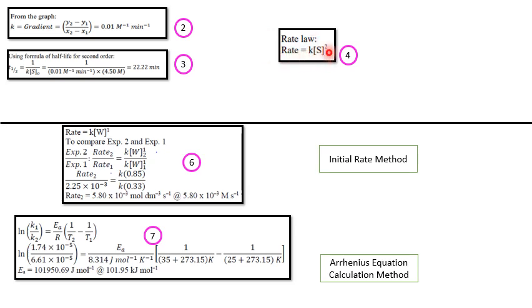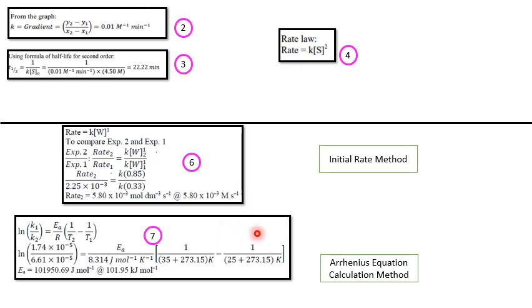Okay, the concentration of S to the power of 2, because this is second order. Okay, question the sixth. So you have to write down the rate law again, and then compare experiment 2 and experiment 1. Experiment 2, the rate 2, k; in experiment 1, the rate 1, k, and the initial concentration. Substitute everything. K cancels. Now we can find out the rate 2. So, is it simple by using the initial rate method? But the pattern is a bit different from what you have practiced before.